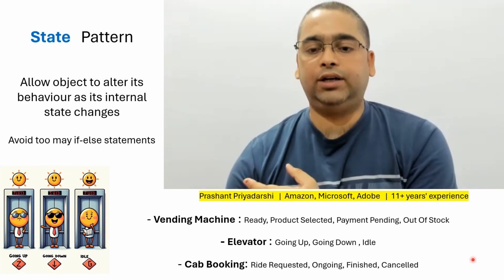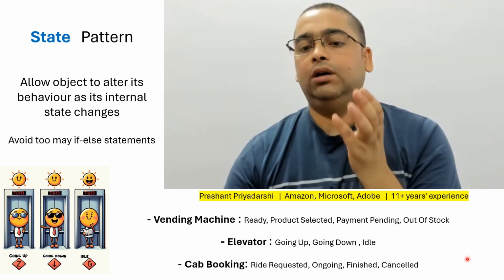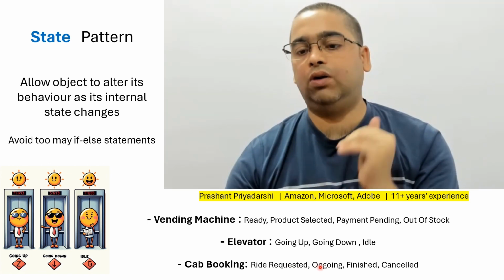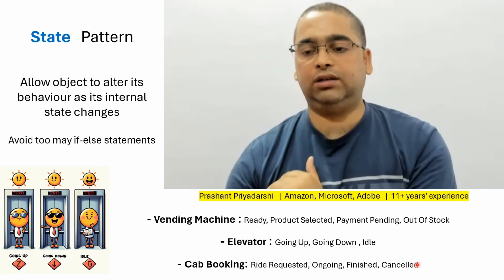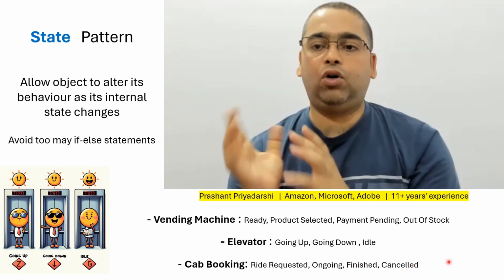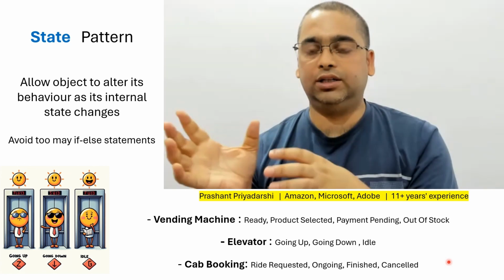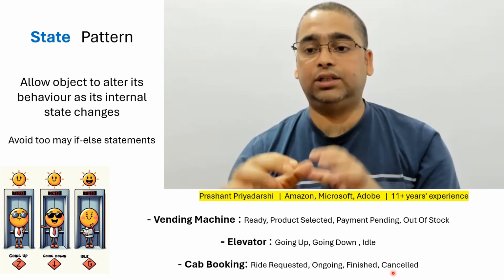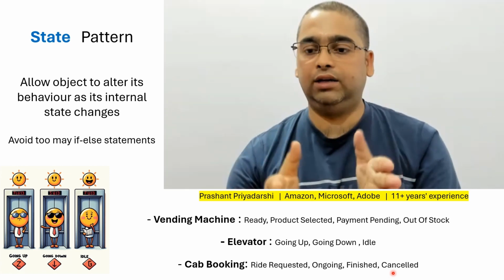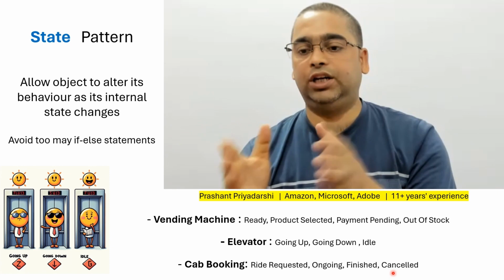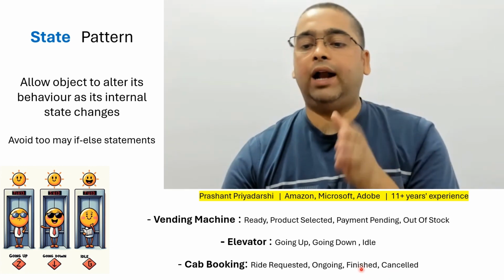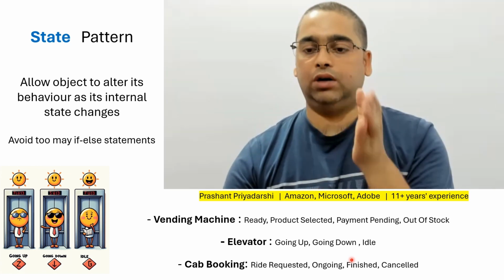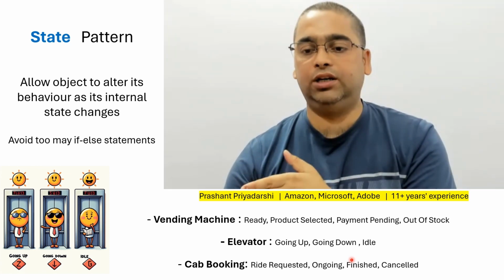Let's take a slightly different example of a cab booking system. In a cab booking system, your ride can be in different states like ride requested, ongoing, ride finished, or ride cancelled. Let's consider a common method like time taken to reach destination. If the ride is in the cancelled state, then it will return -1 because it is an invalid state for that method. If the ride is already finished, then it should be 0 because the passenger has already reached their destination.